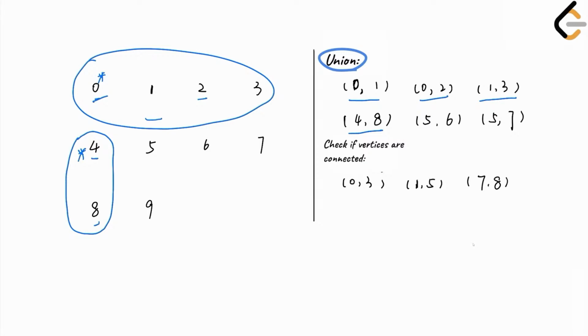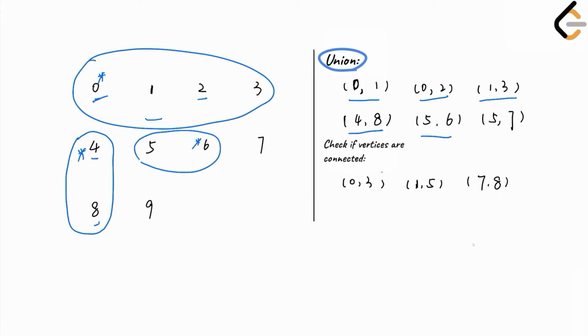Next, we're going to connect 5 and 6. Since 5 and 6 have not previously been connected, we will have to create a new set. Between 5 and 6, we have to choose a new head for this set, so let's choose 6.